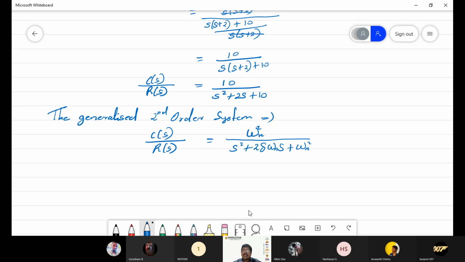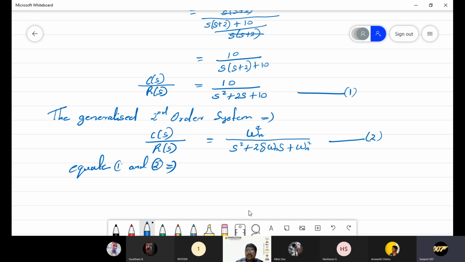Right, let us see. This is also C(s) by R(s), I can take it as 1, and this is also C(s) by R(s), I can take it as 2. Now you can equate 1 and 2, which implies how we can write. Here you can see the left hand side C(s) by R(s), here also C(s) by R(s).